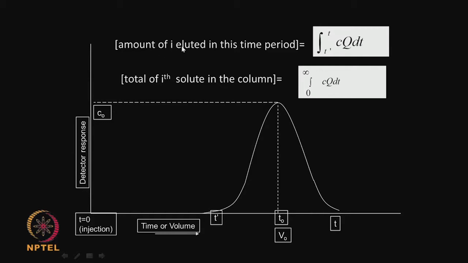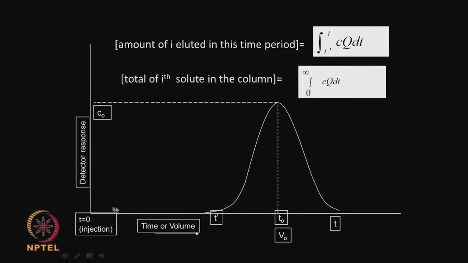If I want to know the amount of solute I eluted in this time period, that means between T and T naught, what do I do? I do an integration of C into Q into dt, where Q is your flow rate. For C, I have an equation in the previous page which I showed you, as a function of T naught and sigma. If I want to know the total I, then I need to integrate between 0 and infinity. But if I want to know how much between these two times, I will integrate between T and T dash. So, if I collect a sample between this time and this time, I will get only this much amount.